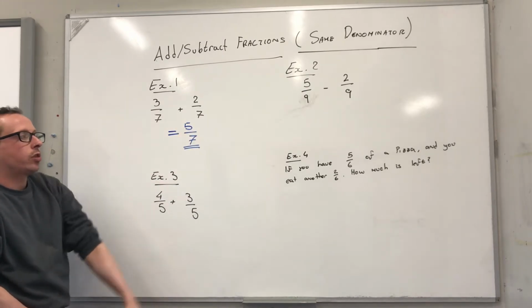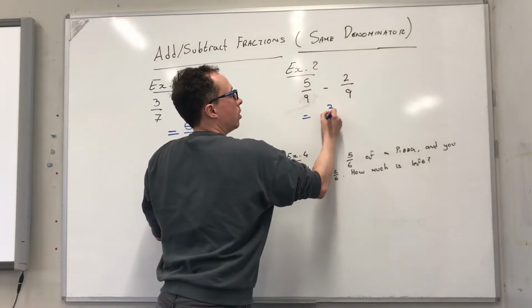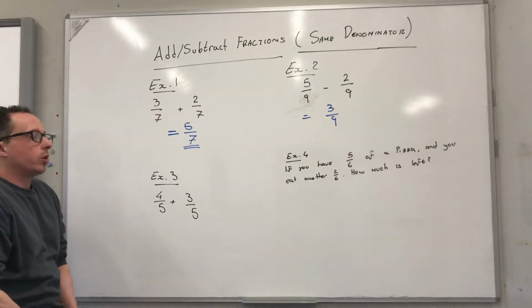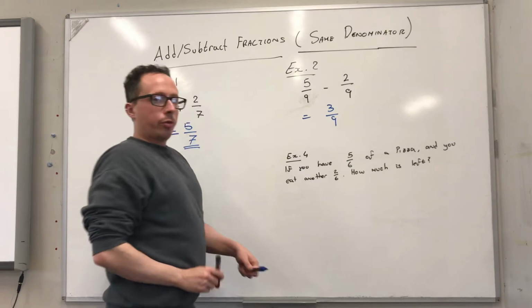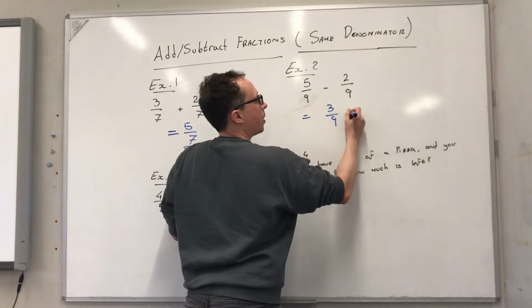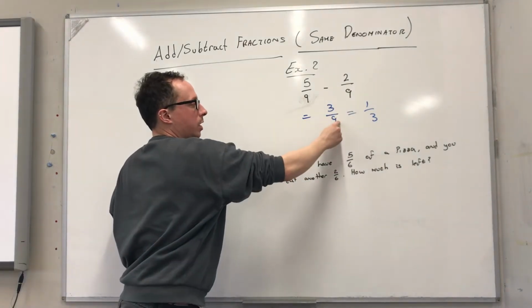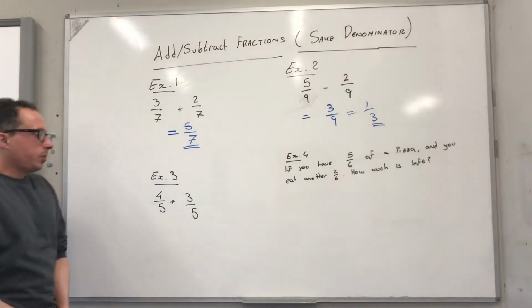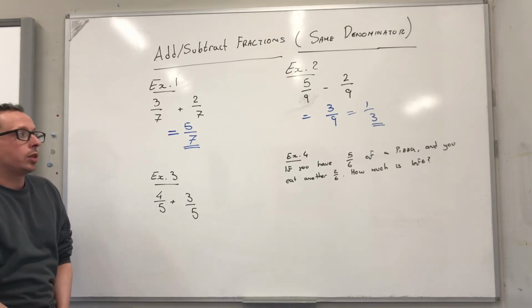So if we look at the next one, there's nothing different about it other than it's a subtraction. If you've got 5/9 of something and you take away 2/9 of something, we're going to end up with 3/9 of something. That's not quite the end of the question because we can further simplify 3/9, because 3 and 9 are both in the 3 times table. So 3/9 can simplify to be 1/3. 3 divided by 3 gives us 1, 9 divided by 3 gives us 3. So 5/9 minus 2/9 first of all becomes 3/9, and then we can simplify that fraction, giving us 1/3.